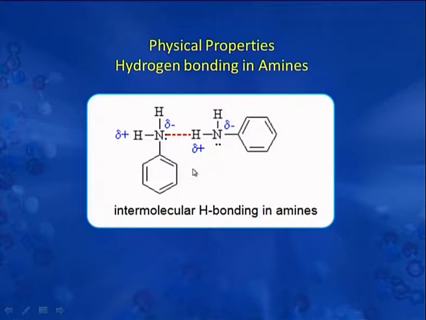You can see here that this is aniline, C6H5NH2. Here at the nitrogen you can see a lone pair of electrons. Because of the electronegative nitrogen, this nitrogen can attract the hydrogen from another aniline molecule because this is slightly electropositive in nature. As a result, there is formation of a hydrogen bond, and this hydrogen bond results in the solubility of amines and also in higher boiling points of amines.